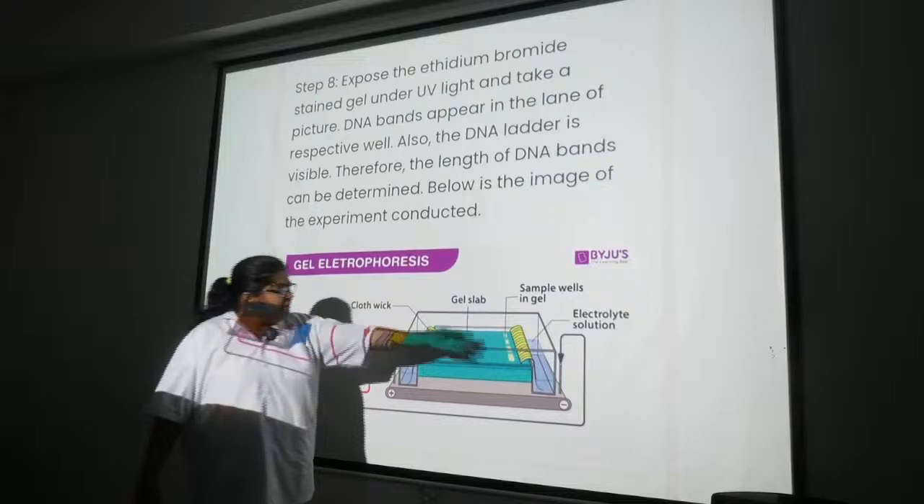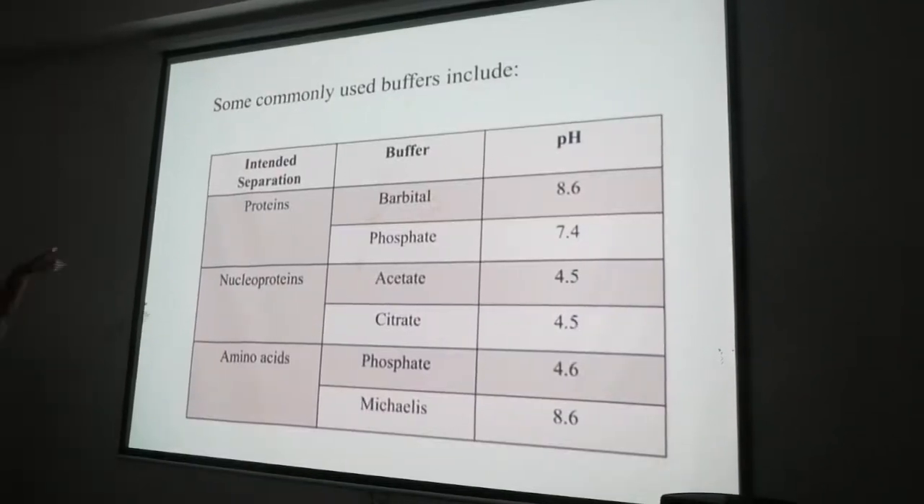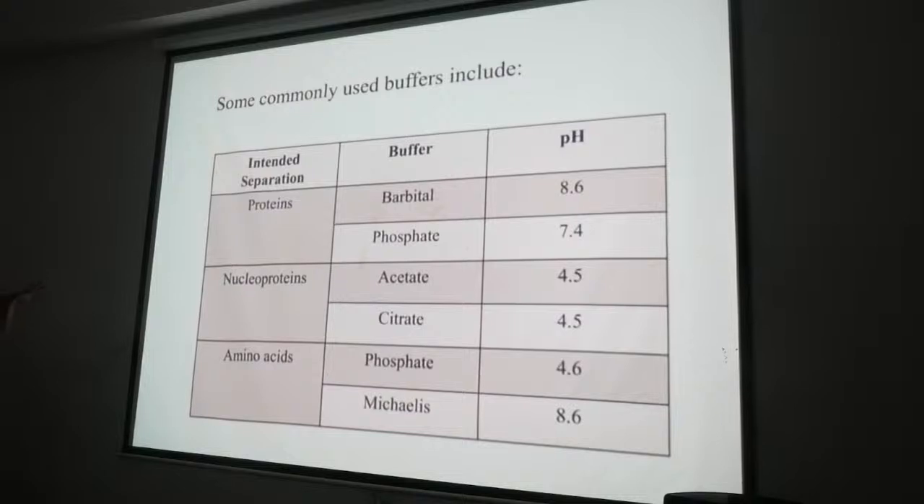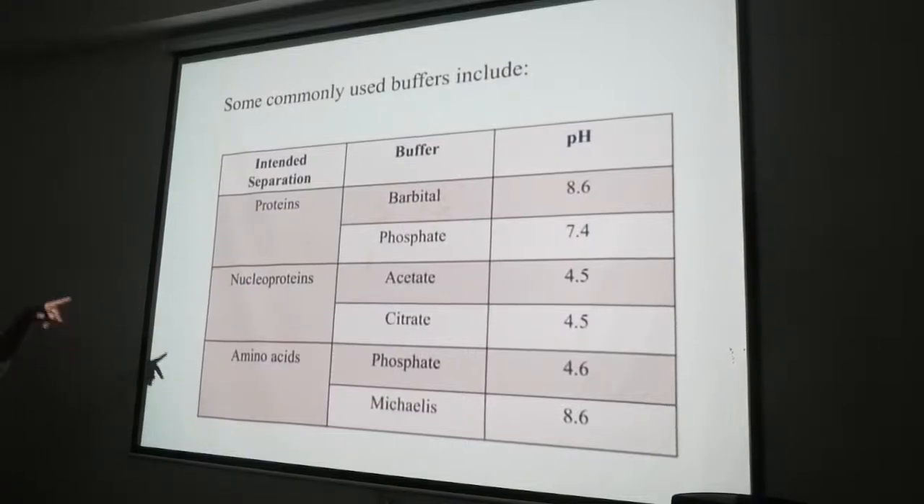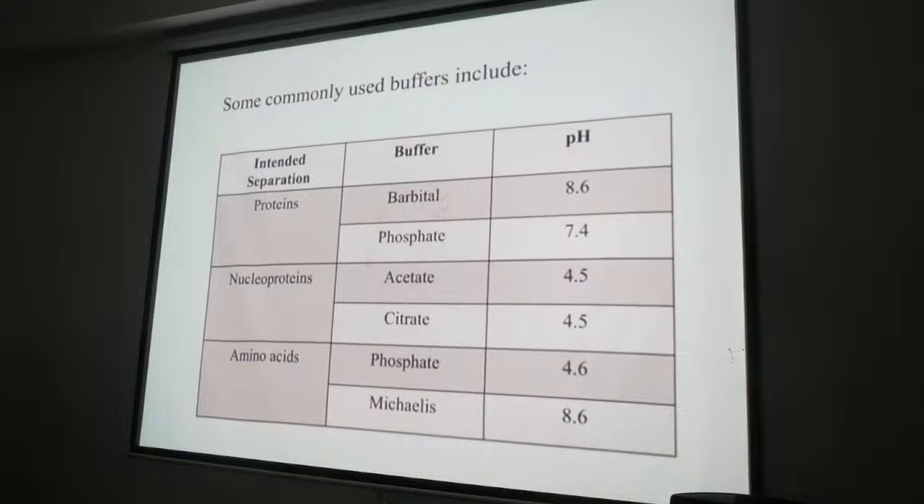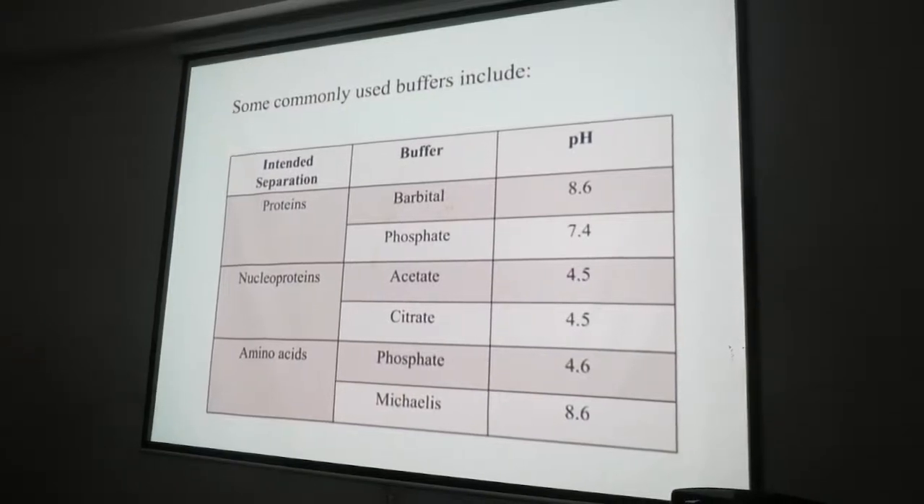Here is the sample application. The buffer solution for proteins will be barbitol and phosphate. For nucleoproteins, the buffer will be acetate buffer and citrate. For amino acids, it will be phosphate buffer and Michaelis.